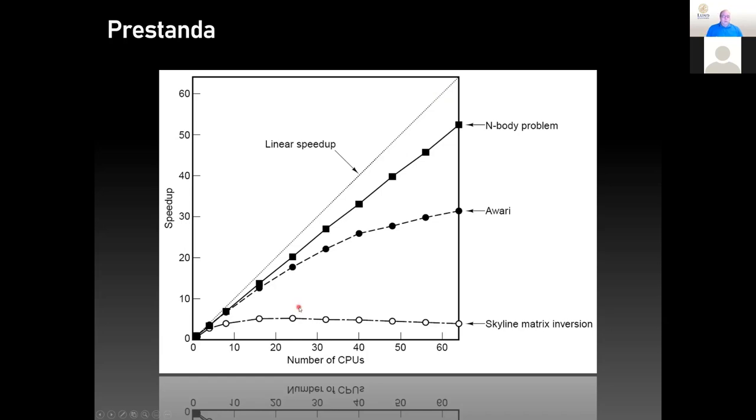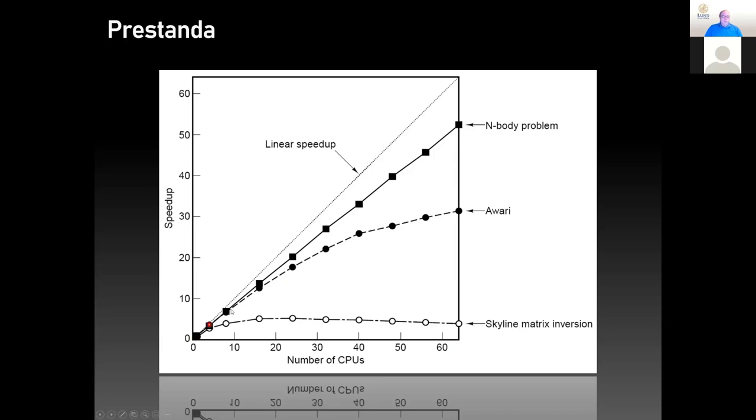Because if you have a cluster, there's a lot of overhead in communicating between the different CPUs. So this overhead can look like, so usually the curve is kind of bent down like this. So this is a very good application here. It scales quite nicely, up to 60 processors.